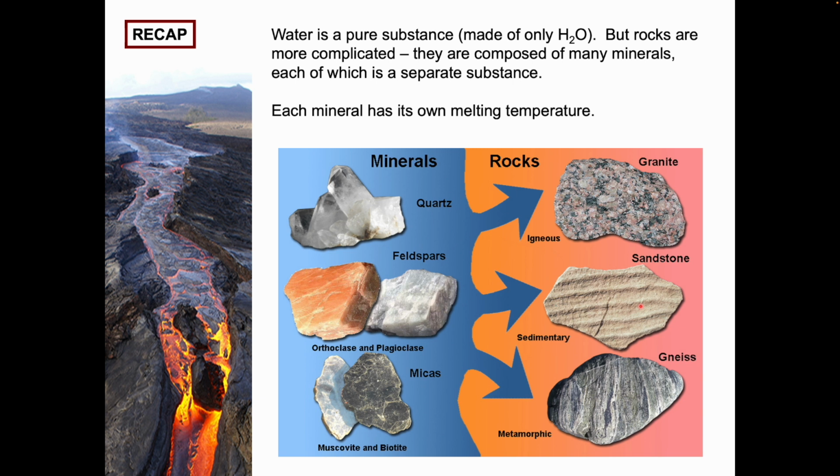Speaking of water, water is a pure substance made up only of H2O, dihydrogen monoxide, but rocks are much more complicated. They are composed of many minerals, each of which is a separate substance. For example, granite is made up of quartz, feldspar, and mica. The minerals are unique chemicals, and the rock is made up of lots of different minerals. Each mineral has its own melting temperature.